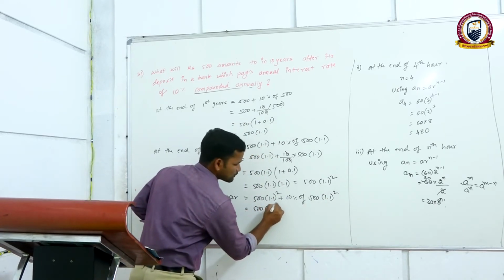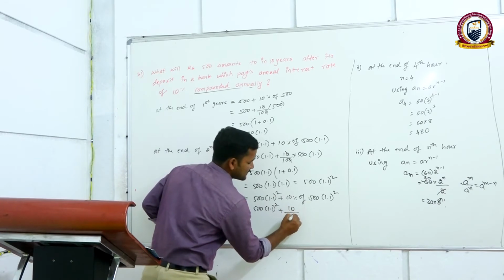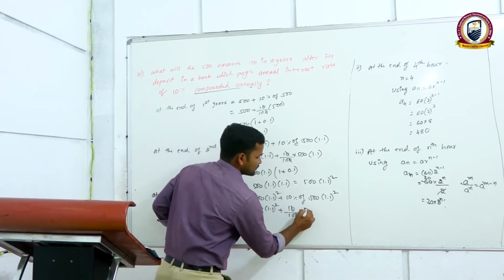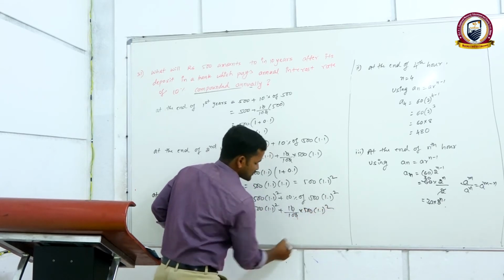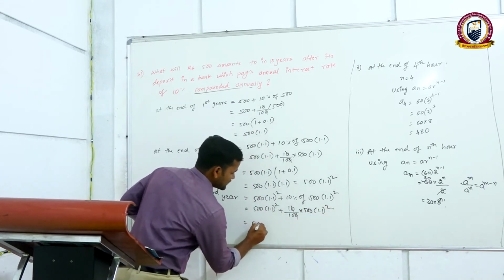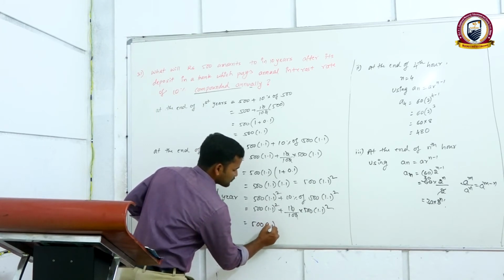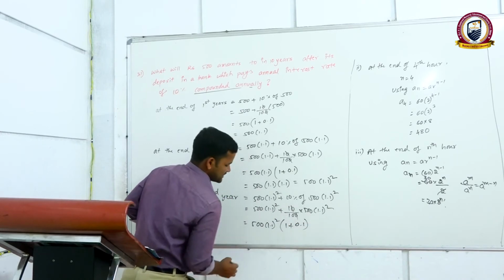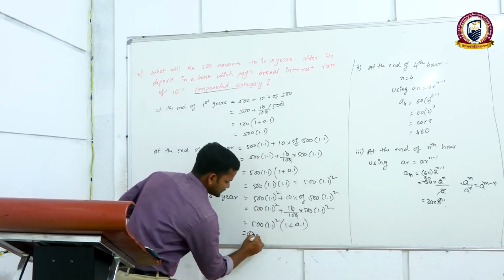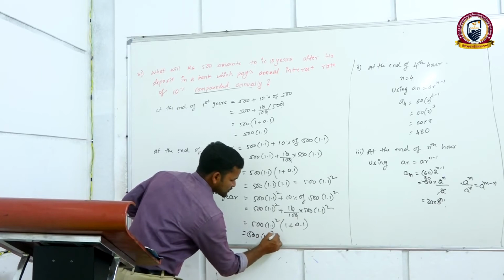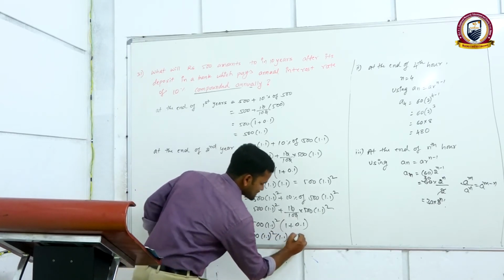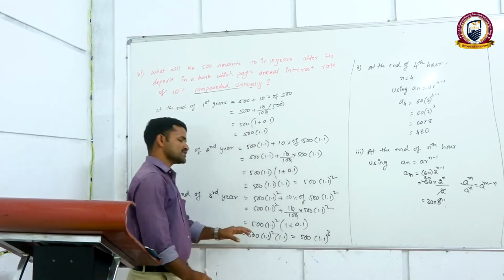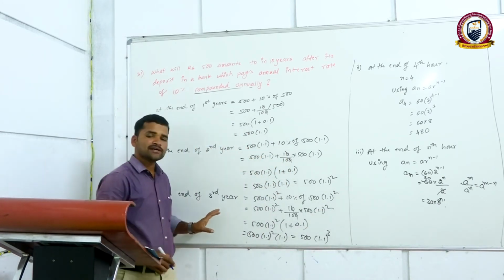500 into 1.1 whole square plus 10%, that is 10 by 100, the 1 0 gets cancelled. 1 by 10 into 500 into 1.1 whole square. Here I have 500 into 1.1 whole square common. Now the remaining is 1 plus 0.1. So 500 into 1.1 whole square into 1.1. This is nothing but 500 into 1.1 whole cube. This is the amount at the end of the third year.